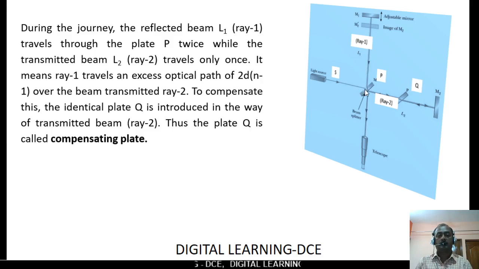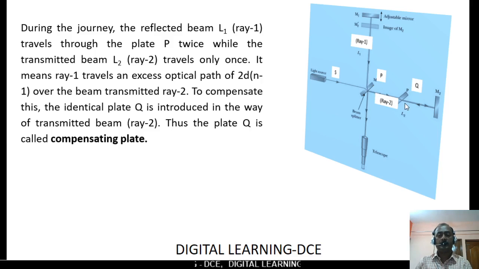twice. Here the ray 1, that means reflected beam L1, travels the plate P twice, while the transmitted beam L2, called ray 2, travels once. It means ray 1 travels an excess optical path of 2D into (n-1) over the transmitted beam, ray 2.